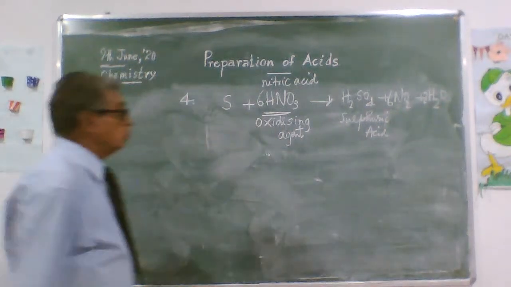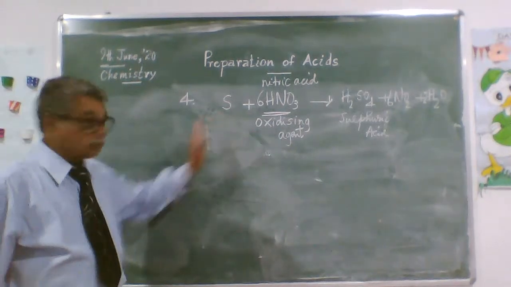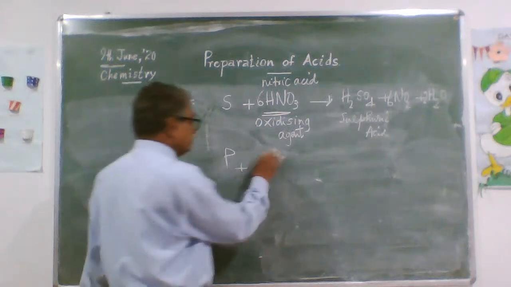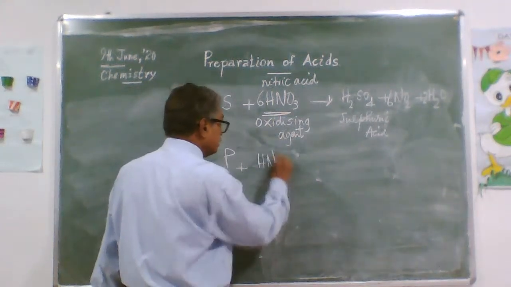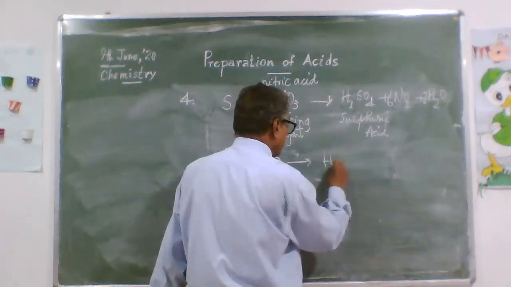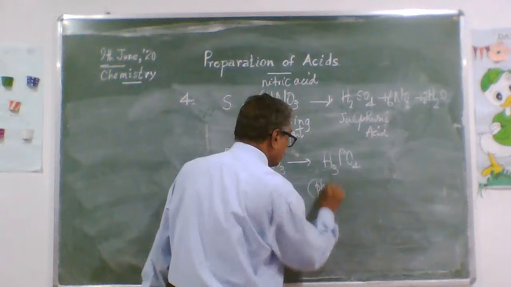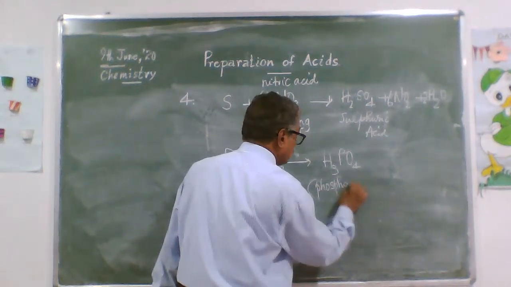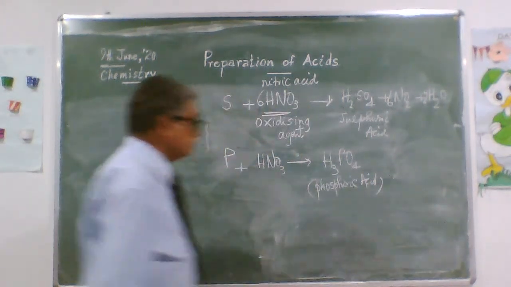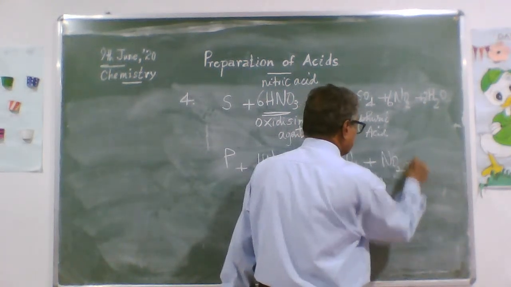Oxidation of sulfur by nitric acid. This is not displacement, it is oxidation by nitric acid. So also phosphorus can be oxidized. P plus HNO3, nitric acid, will give the acid of phosphorus, H3PO4, phosphoric acid. And of course, nitrogen dioxide will be coming out and water will be produced.